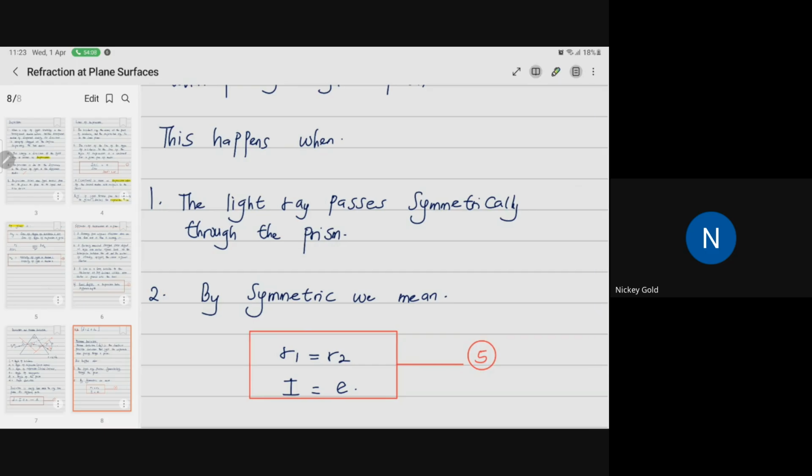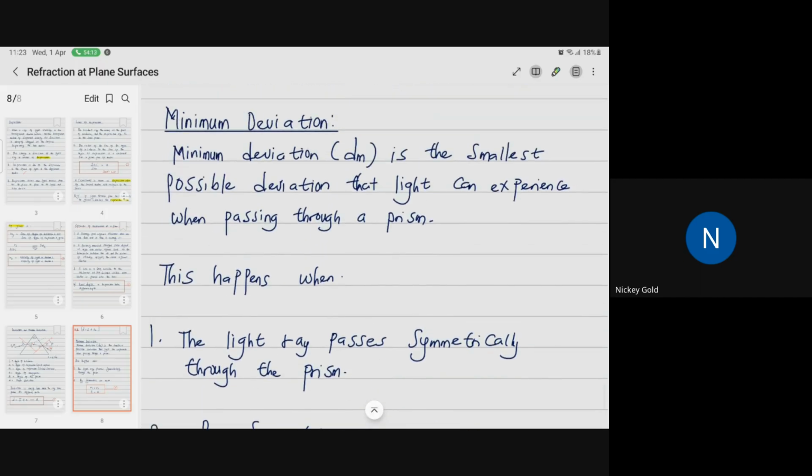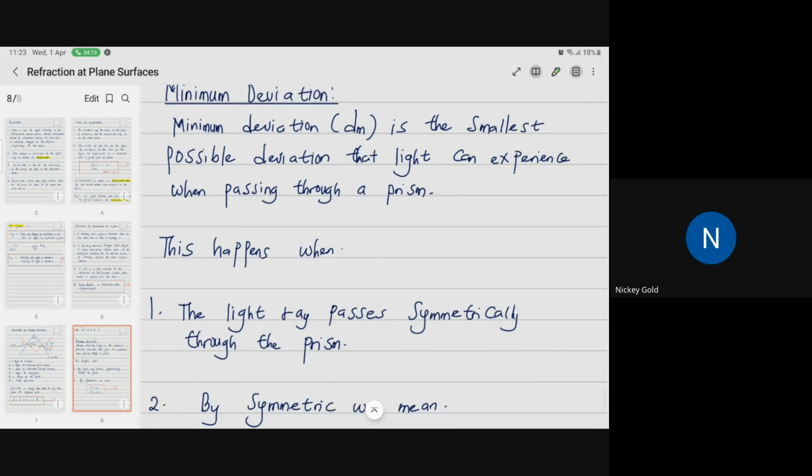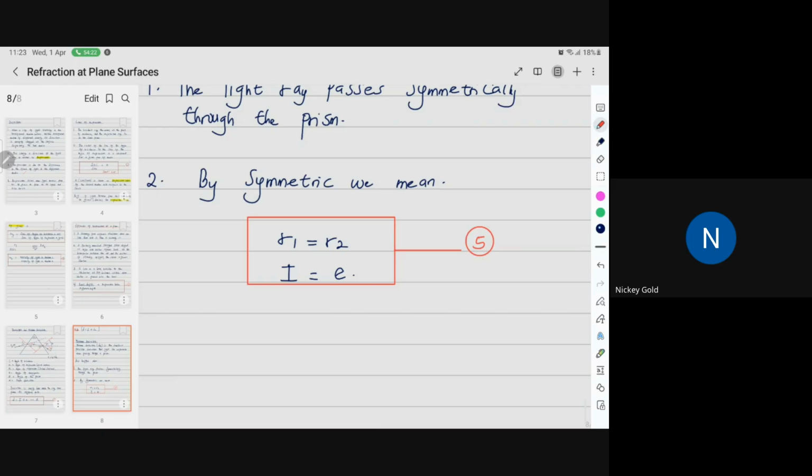All right, so R1 equal to R2 and I equal to E. So that is it for minimum deviation. Please always take note of that. It simply means that the ray enters and leaves at equal angles. So let me put it for you, number 3: the light ray enters and leaves at equal angles. All right, are we there now? Just take note of that.